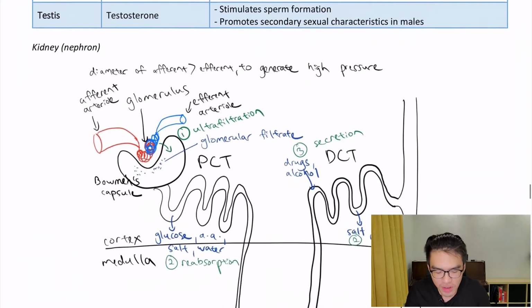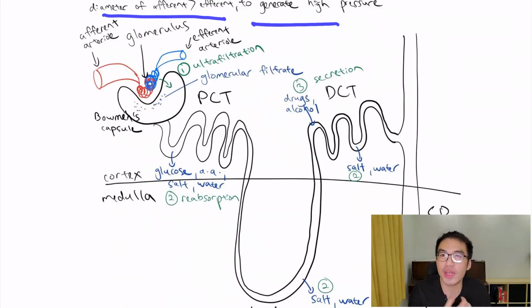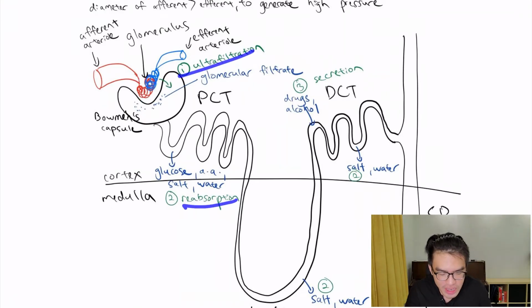Next, let's look at kidney, your nephron. This is really important. Starting from your glomerulus, you have your afferent arteriole going in and your efferent arteriole coming out. Can you see the diameter here is bigger than this? Why? Diameter of afferent is bigger than efferent. This is to generate high pressure so that you can force all the rubbish out so that you can filter them. Take note, the green color is the process name.